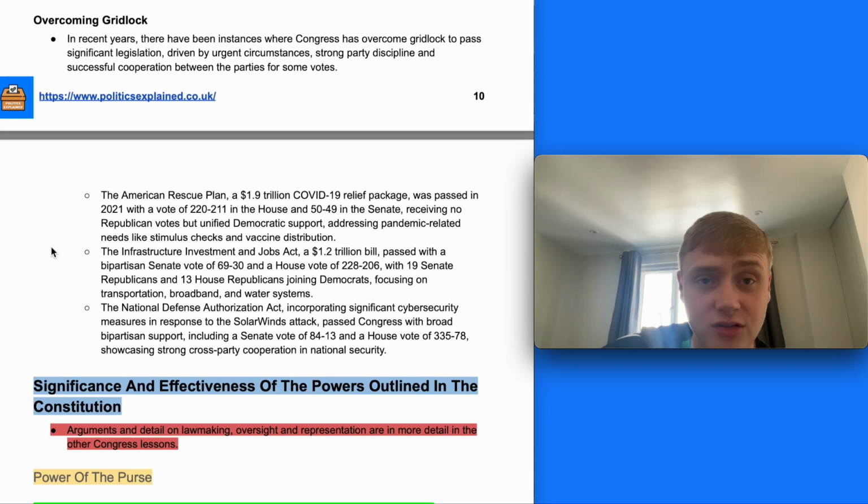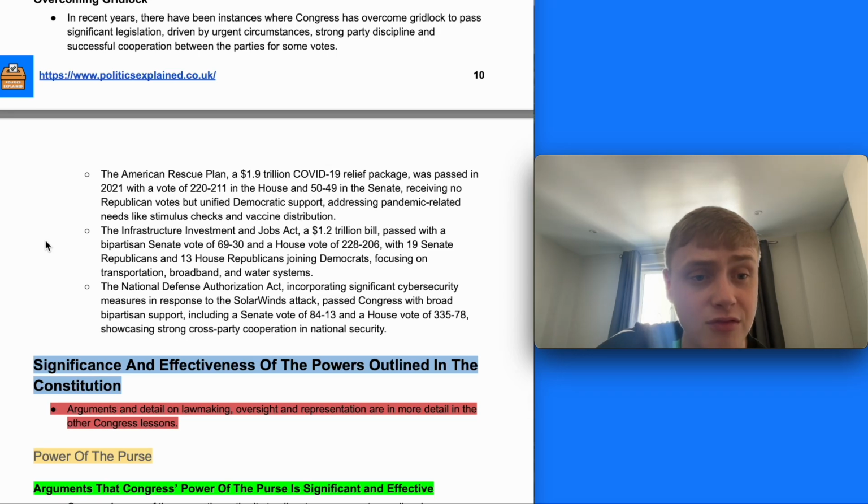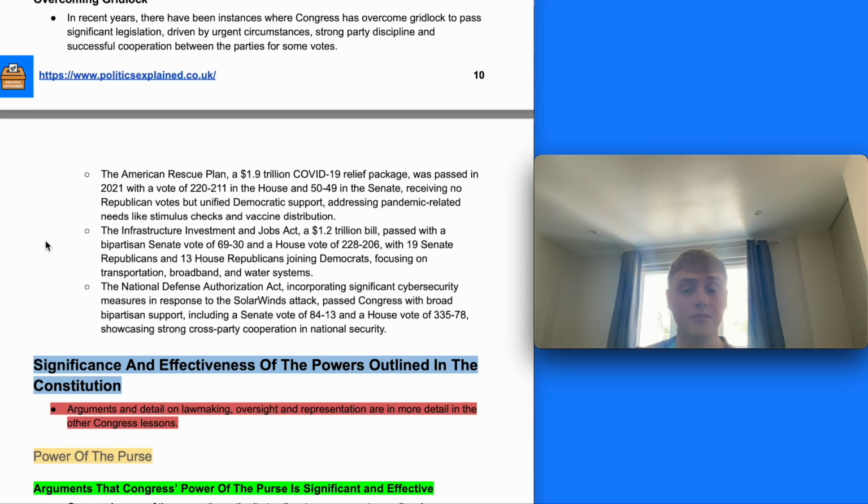But you also see some areas of cooperation. So the Infrastructure Investment and Jobs Act, a $1.2 trillion bill, passed with bipartisan Senate support of 69 to 30 and a House vote of 228 to 206, with 19 Senate Republicans and 13 House Republicans joining Democrats in order to pass the bill.